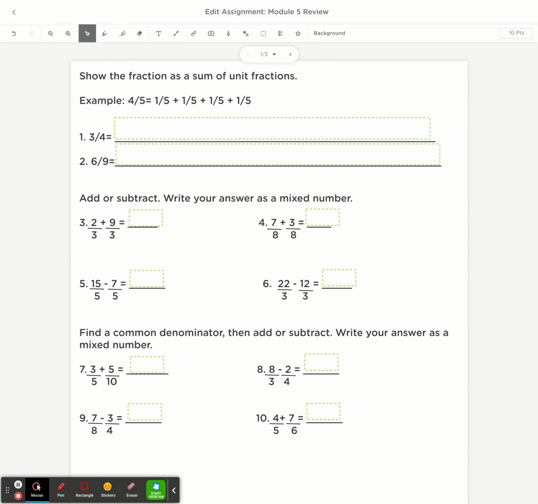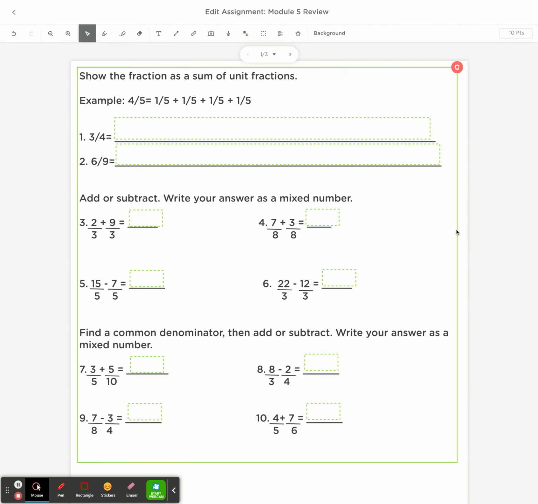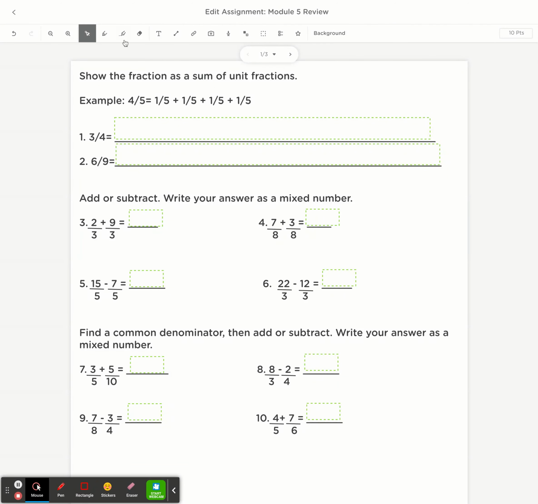It's going to be pretty short because I'm just going to do one from each section to show you as an example. So on slide 1, it is telling us to show the fraction as a sum of unit fractions. Remember, whenever you see the word sum, that means that we're going to be doing addition. And this is review from way back at the beginning of the module. Remember, a unit fraction is always going to have 1 as the numerator, and again, we're keeping the denominator the same.